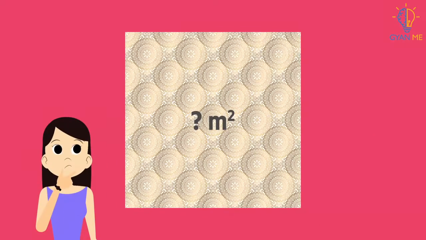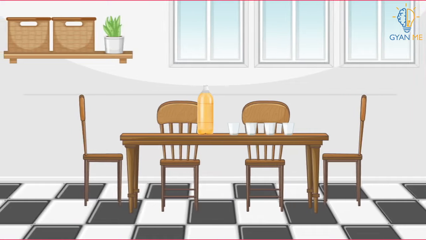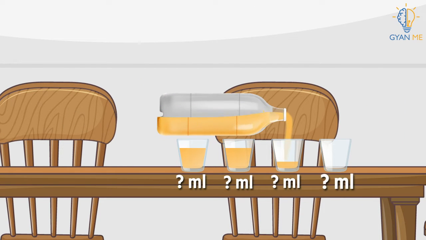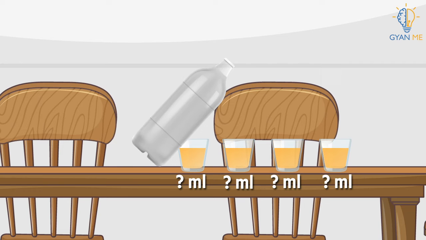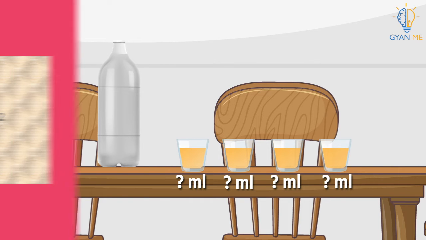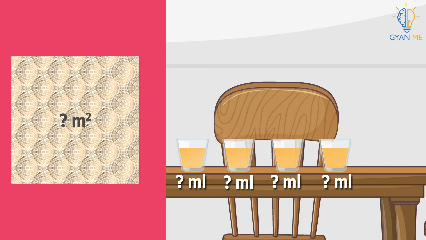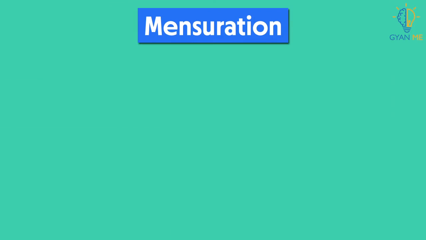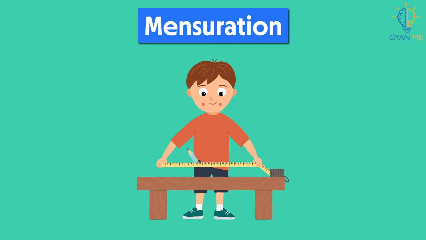How much total cloth you need? You want to divide orange juice equally into some glasses. What will be the volume of juice in each glass? Students, you know that to answer all these questions, we use the knowledge of a unique branch of maths called mensuration. Yes, it involves measurement of objects which we see in our day-to-day life.